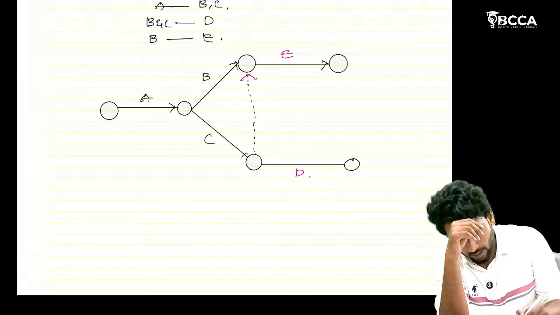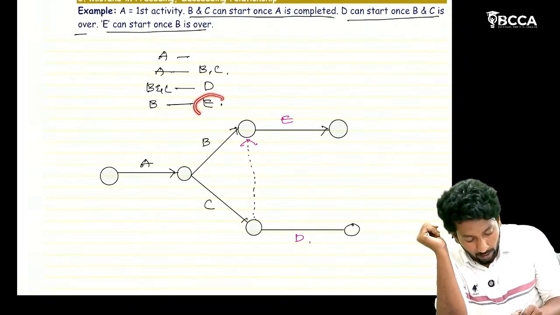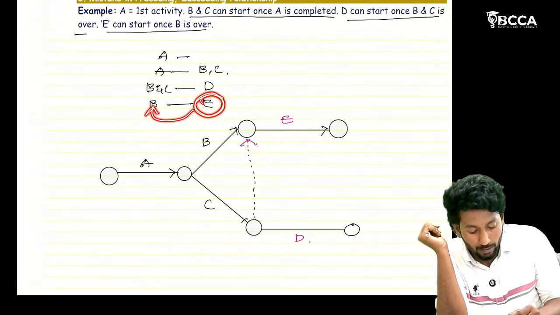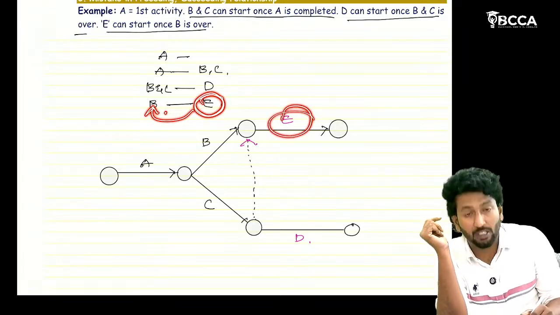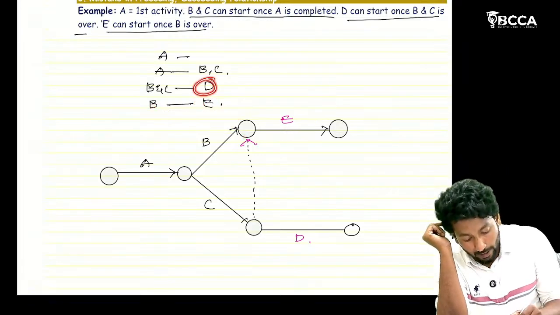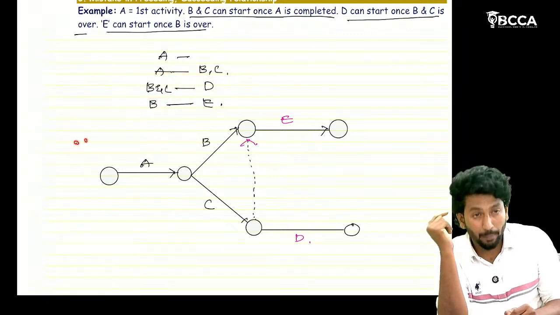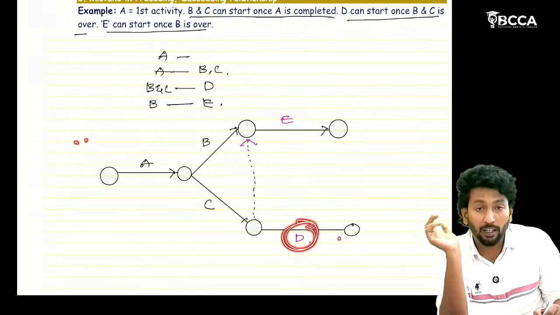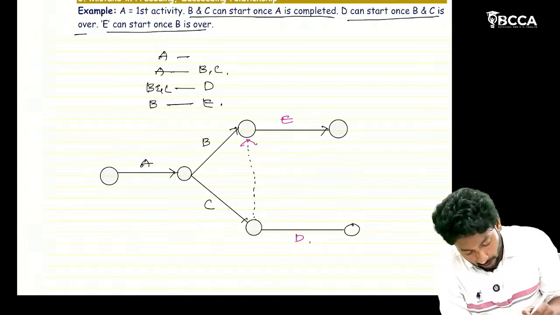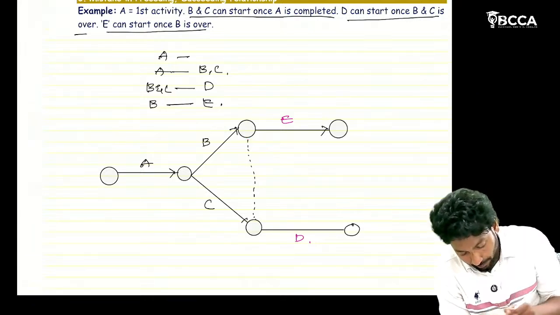So first of all, in this kind of question, the activity which has only one preceding activity should be drawn first. Then the activity which has two or more preceding activities should be drawn carefully. So do not take the direction of this dummy like that.